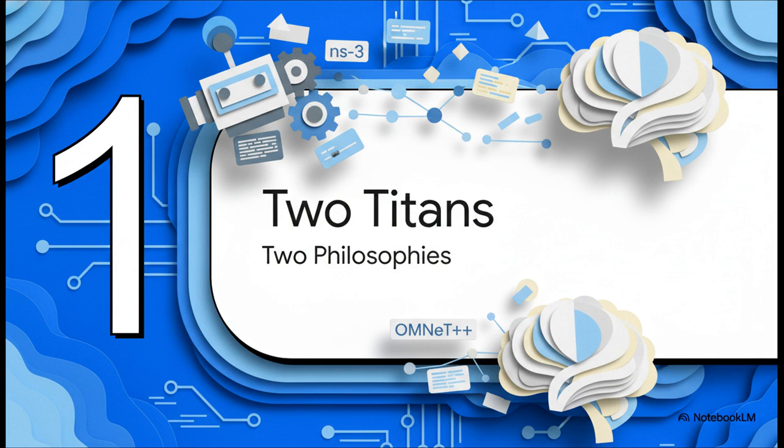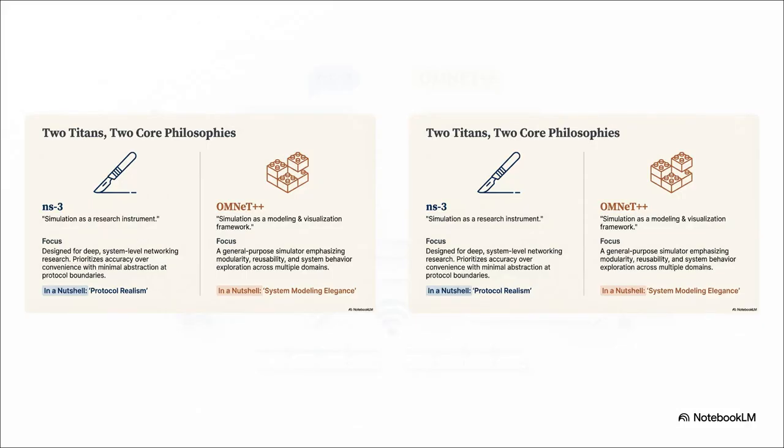We're talking ns-3 and OMNeT++. And you need to understand, they don't just have different code bases, they have completely different philosophies about what a simulation is even for. And this image just nails their core identities. See, on the left, you've got ns-3. It's like a surgeon's scalpel, an incredibly precise tool made for doing deep, careful work inside the network protocols themselves. Then, on the right, you've got OMNeT++. Think of it more like a set of Legos, a really flexible, modular framework for building and visualizing complex systems from a much higher level.